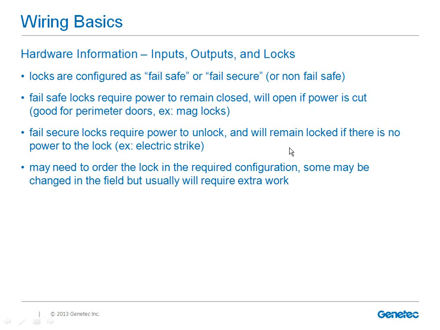Now, fail-secure locks need to be supplied power in order to unlock the door, so if the power is cut, the door will stay closed or secure. Some, if not most, electric strikes are configured for fail-secure operation. Now, if you need a lock in a fail-safe or fail-secure configuration, you may need to order it this way. There are other types that are configurable, although changing from one to the other may take a little work. The lock manufacturers should be able to assist you with any questions concerning this for any locks that you're considering.